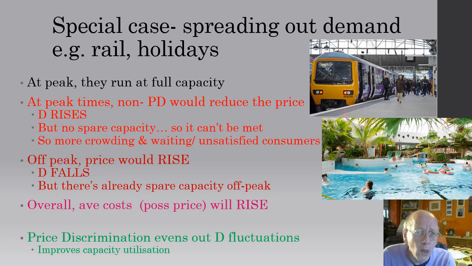The costs of running these firms wouldn't change by much. You've still got to pay your rent, you've still got to pay your staff, you've still got to pay a lot of other things for upkeep. So if you've got fewer customers off peak and no more customers at peak, but you're making less revenue, then your average costs are going to rise and your profits are going to fall. You may well resort to raising your prices even more. So what price discrimination does there is it evens out those demand fluctuations.